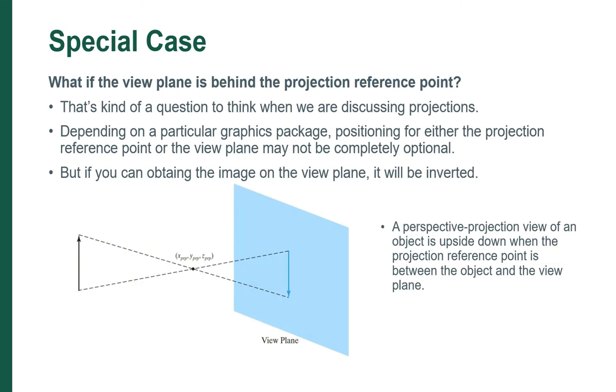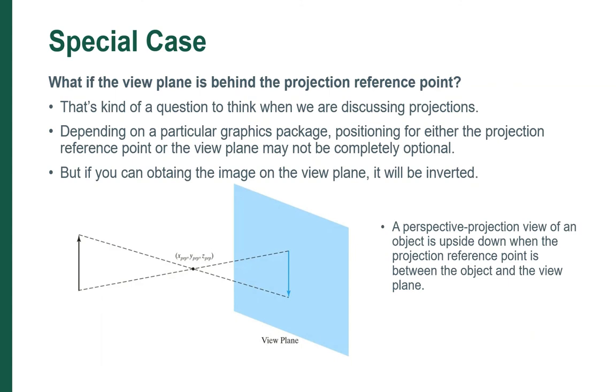Let us consider a special case. What if my point is between the object and the view plane? Until now, we are seeing this as a picture of the object, and here is our viewpoint, so that the clipping window creates near and far clipping windows. But when our projection reference point is behind the view plane, that's a question to think about.